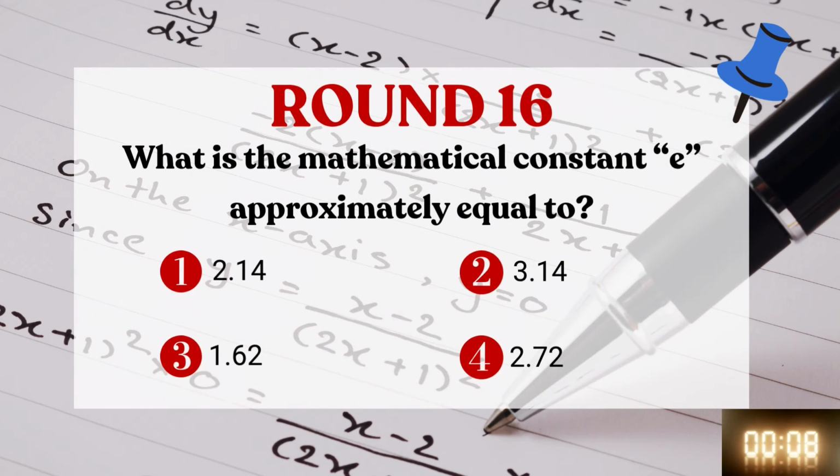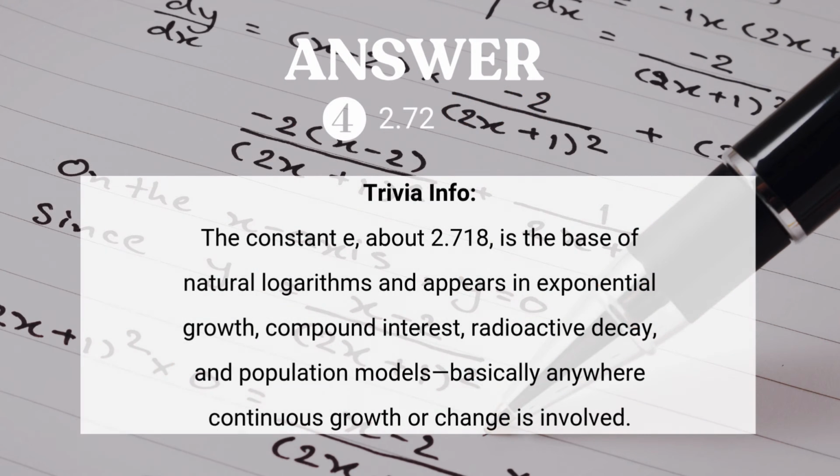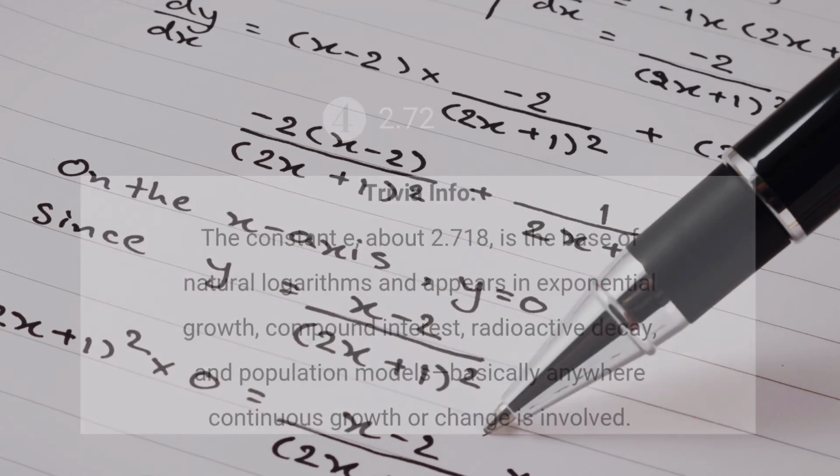What is the mathematical constant E approximately equal to? Answer 4. 2.72. The constant E, about 2.718, is the base of natural logarithms and appears in exponential growth, compound interest, radioactive decay, and population models. Basically, anywhere continuous growth or change is involved.